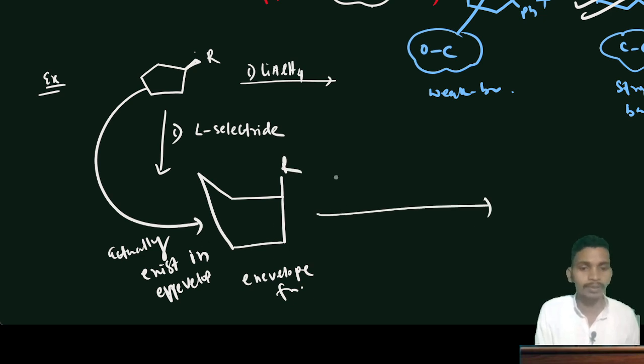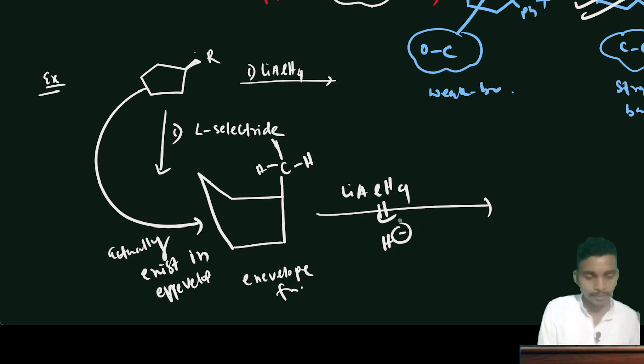Okay, now we are giving the LiAlH4. So this LiAlH4 will attack with H minus. Okay, and here R means, let's say, CH3 group. It means here, let's say, H and H. So if it is attacked at this CH3 group, and now we want to attack this, where will we attack this H minus? So this will attack that group.